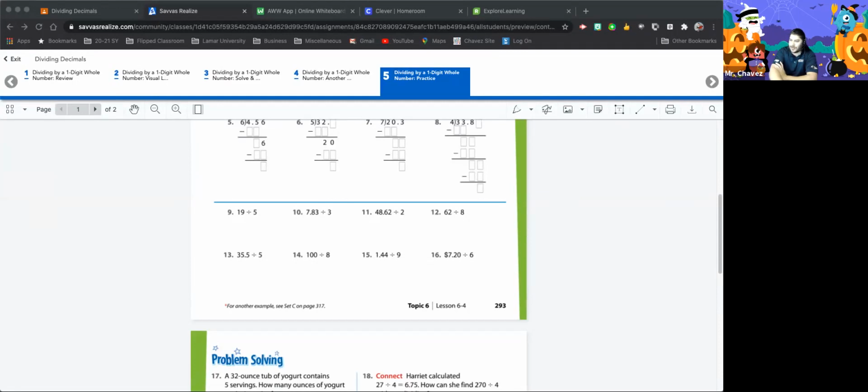And then solve this problem right here: 5 and 68 hundredths divided by 8. That's it. Don't worry about this.